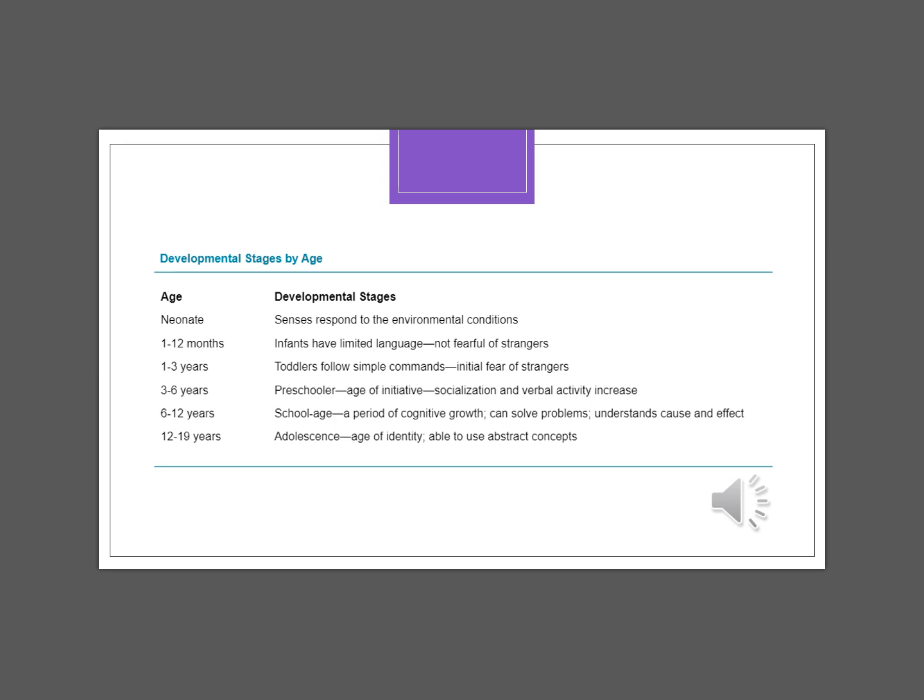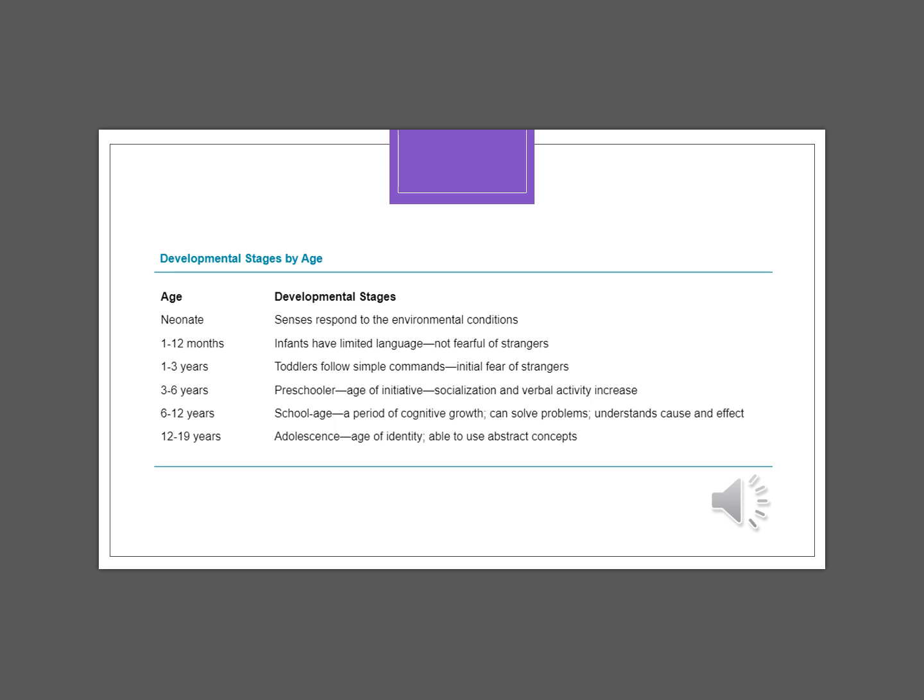It's important to note that a neonate from birth to 1 month old has 0 communication skills, and they only respond to environmental conditions. Infants, on the other hand, have limited language, and they're not fearful of strangers. Toddlers can follow simple commands if it's explained to them at a level which they understand, and they may have some fear with strangers or just being in a different environment.